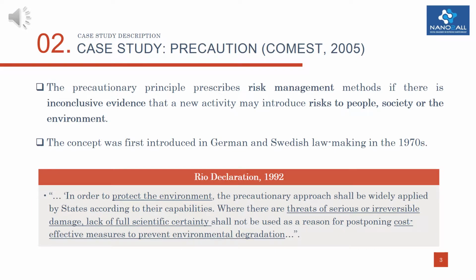What does COMEST say about the precautionary principle? The precautionary principle prescribes risk management methods if there is inconclusive evidence that a new activity may introduce risks to people, society, or the environment. The concept was first introduced in German and Swedish lawmaking in the 1970s. The Rio Declaration from 1992 states, "In order to protect the environment, the precautionary approach shall be widely applied by states according to their capabilities. Where there are threats of serious or irreversible damage, lack of full scientific certainty shall not be used as a reason for postponing cost-effective measures to prevent environmental degradation."